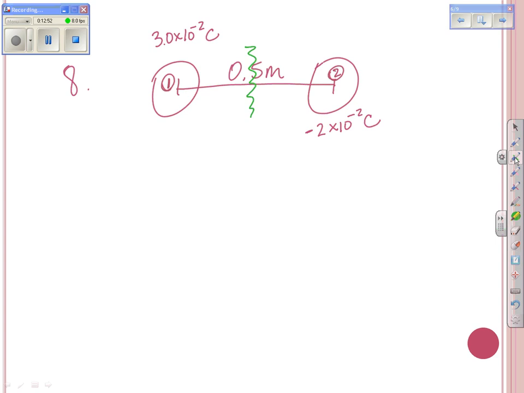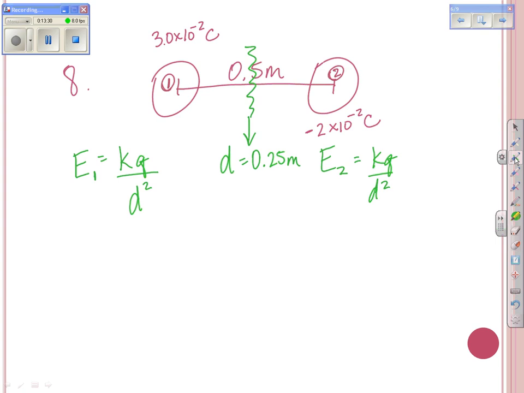Well, the issue on this one is we have to realize that we are going to solve for the electric field, which is roughly going to be E equals KQ over D squared for this one, and I want to find the electric field for this one, which will be KQ over D squared. Now you need to realize that the D that I want to use is 0.25 meters because I'm talking about halfway in between.